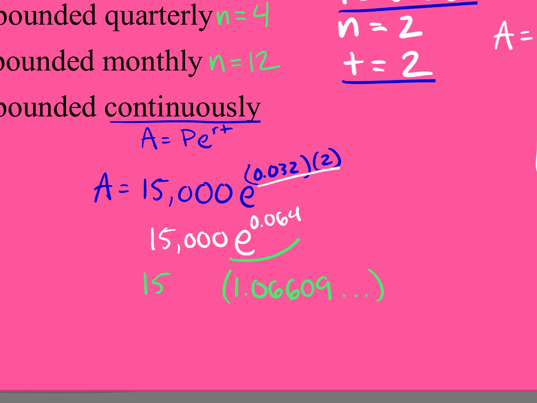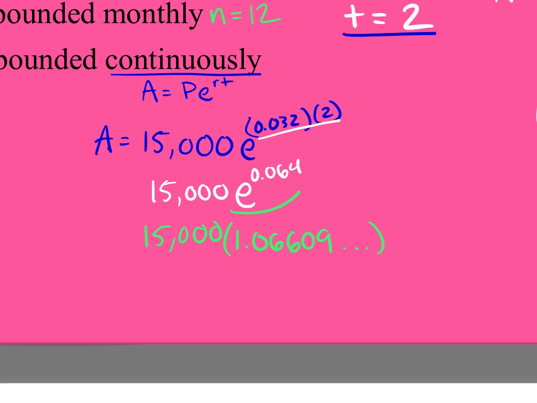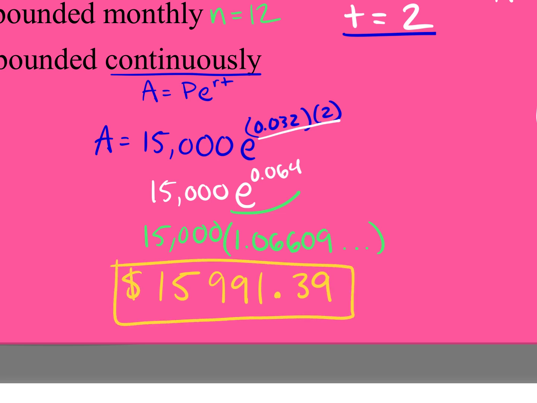The last step I want to multiply by 15,000. So times 15,000 should give us 15,991. And then our decimal is 385. 5 tells us that we round up or keep it the same. We round up. 5 or more, we round up. So our decimal would be 0.39. So $15,991.39.